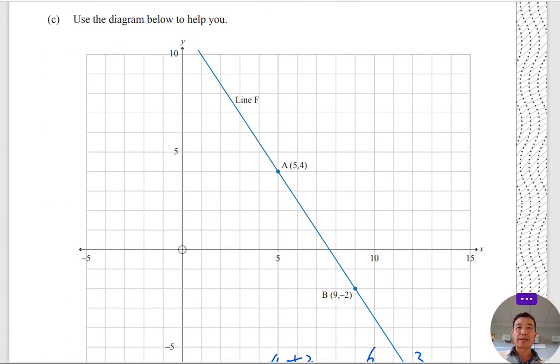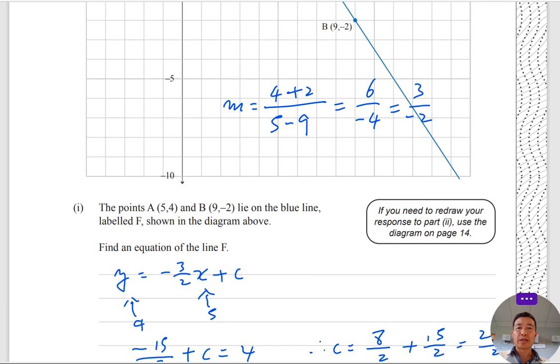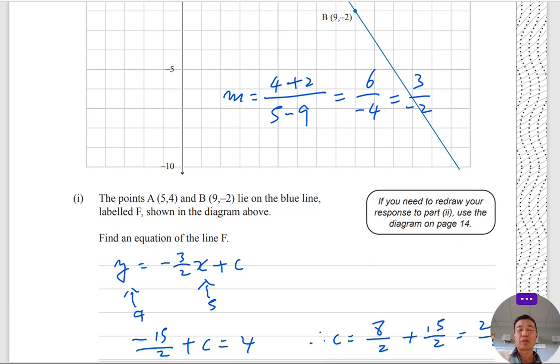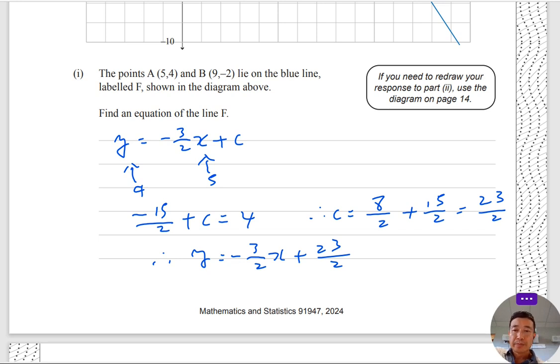All right? Now, use the diagram below to help you. The points lie on the blue line labeled F, shown in the diagram above. Find an equation of the line F. So first of all, you have to find the m. So gradient means rise over run. So the difference between y values: 4 take away minus 2 means plus 2. And then 5 take away 9 gives me 6 over negative 4, which is negative 3 over 2, or negative 1.5. y is negative 3 over 2 x plus c.